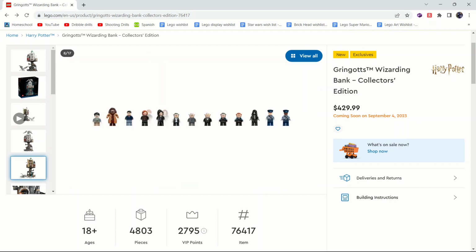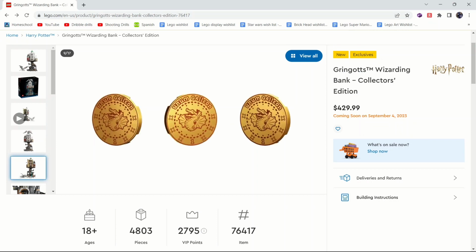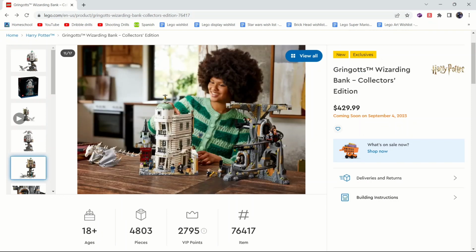And here are all the minifigures. I really like all these minifigures. I don't know all their names off the top of my head. I only watched four of the movies, but I think that they gave us a lot of great minifigures, and I'm glad about that. There are 13 minifigures. Also some coins, which are great. Maybe you could put those in the vault.